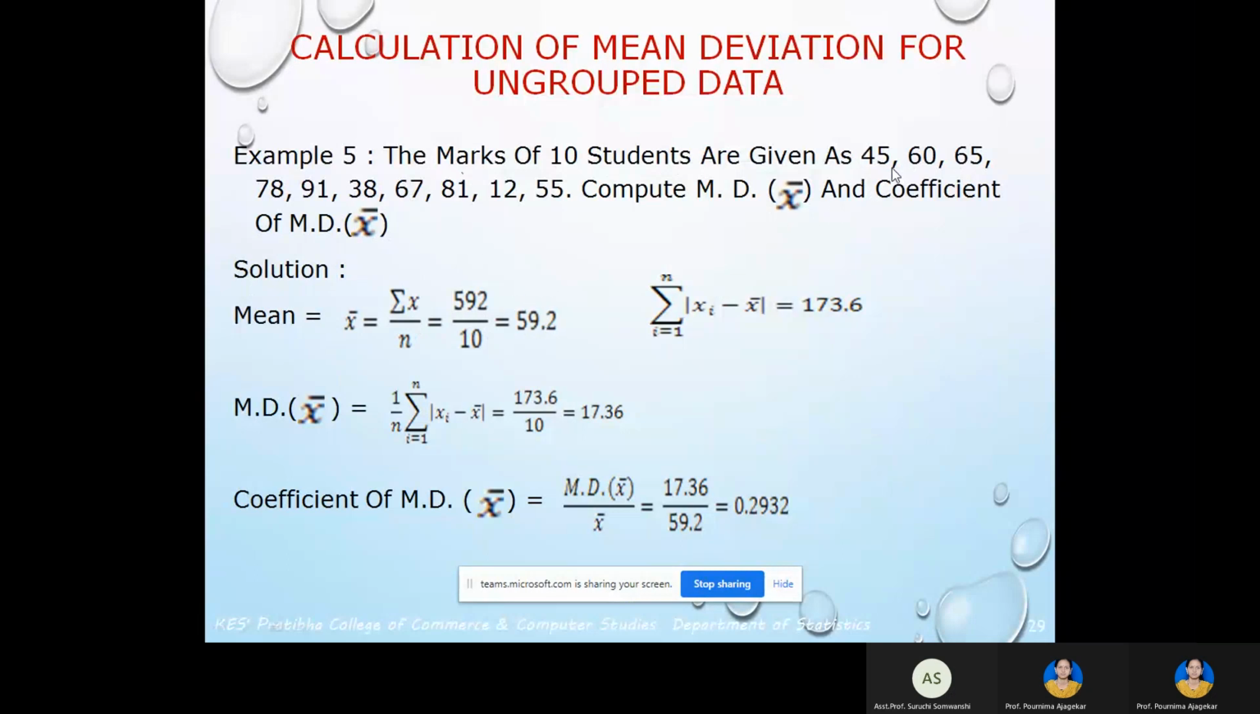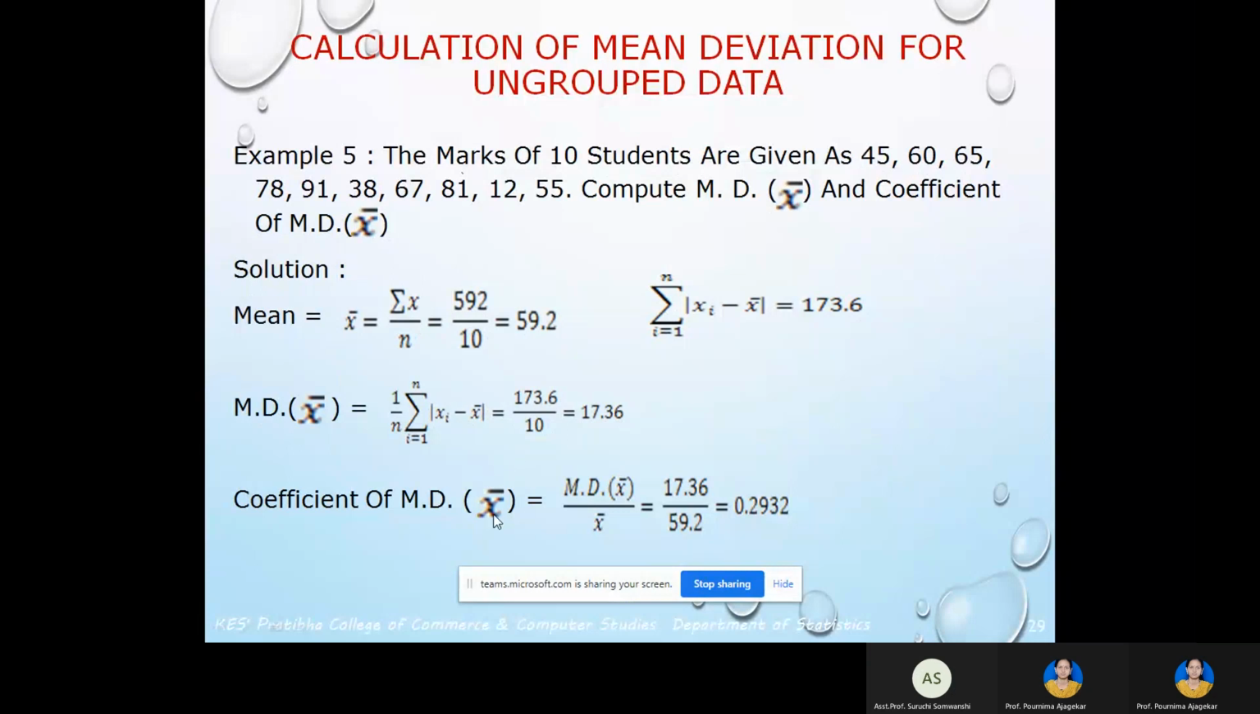That means we have to take these deviations, 45 minus 59.2, 60 minus 59.2, 65 minus 59.2 and so on. And then we have to consider the absolute deviations, and the sum of these absolute deviations is 173.6. Then the formula for mean deviation about mean is 1 upon n summation of mod of xi minus x bar, and we get the sum of absolute deviations 173.6 divided by 10, that is equal to 17.36. So mean deviation about mean is 17.36.